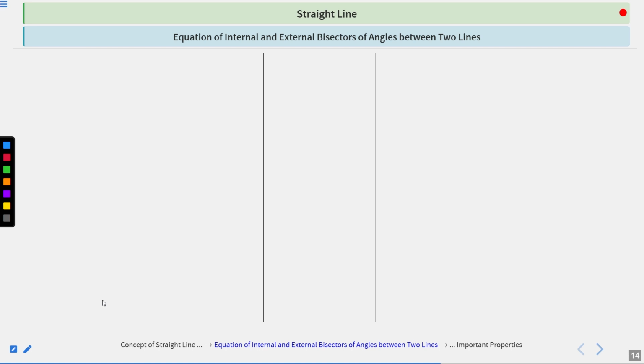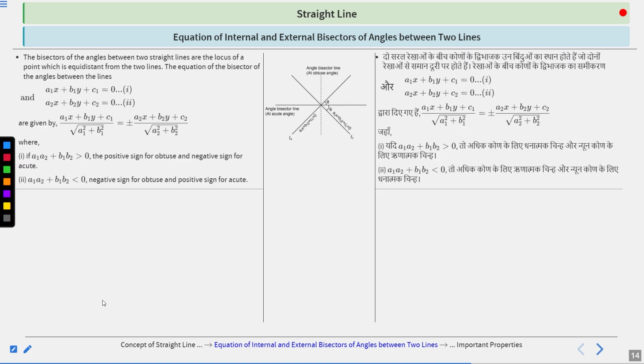equation of internal and external bisectors of angle between two lines. See, you can see this. We are given two lines which are intersecting at some point, so we can draw bisectors. See, a complete line: angle bisector at acute angle, right? And angle bisector at obtuse angle. You can see this in the figure. Therefore, the bisectors of the angles between two straight lines are the locus of a point which is basically equidistant from the two lines, right? The bisectors are basically equidistant from the two lines.